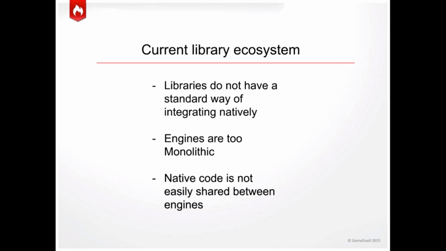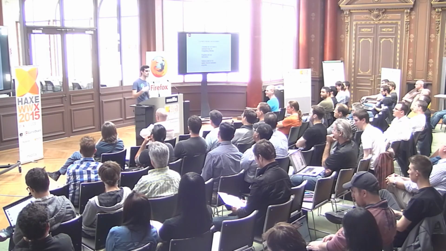And what happens here is that the engines become too monolithic. This forces the game engine developers to support everything in their engines that could be supported by libraries, by external developers. Of course, we can use Git to make pull requests, and the community is pretty nice, but still, it would be nice if the library developers could have some more autonomy.